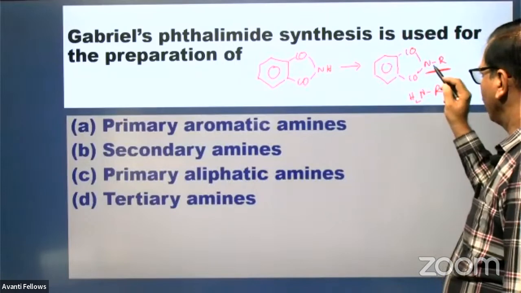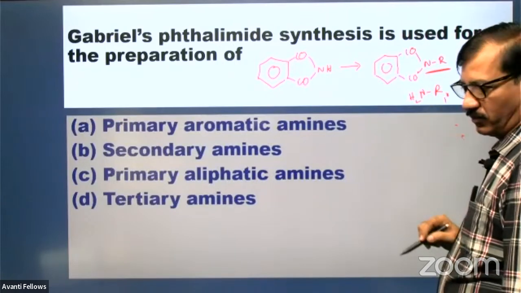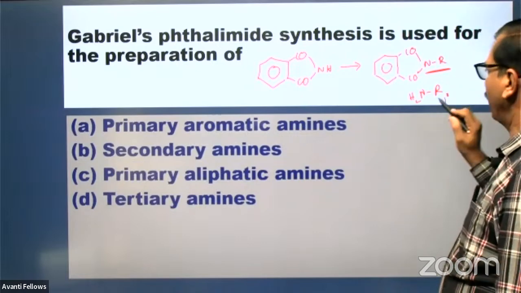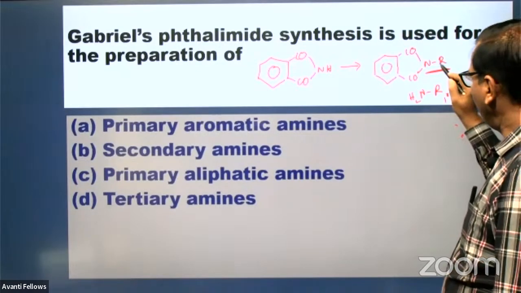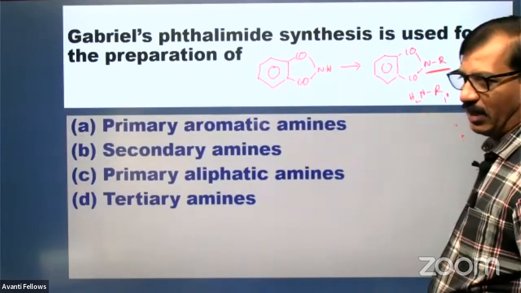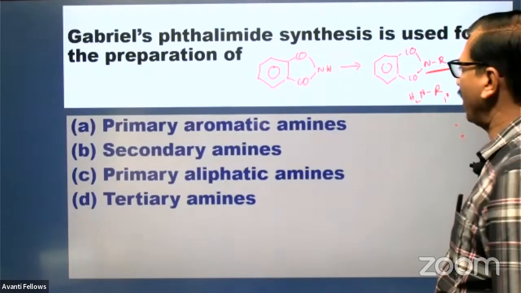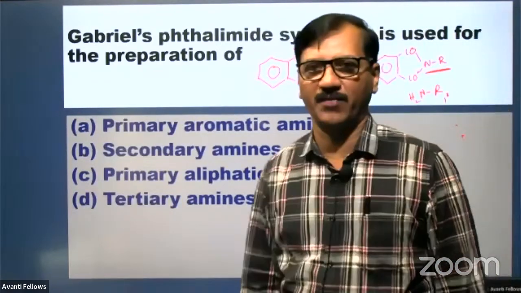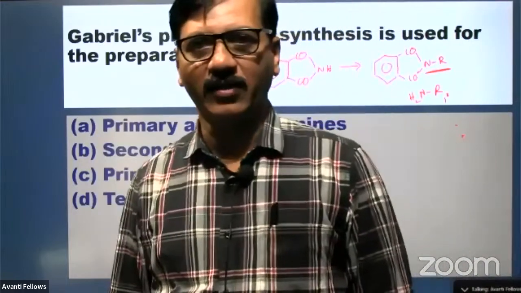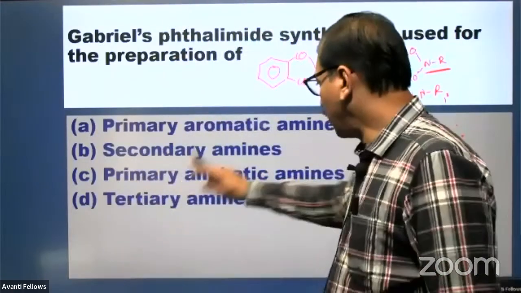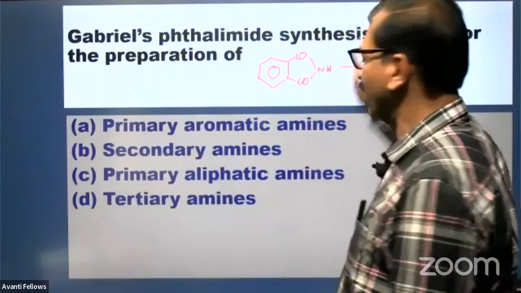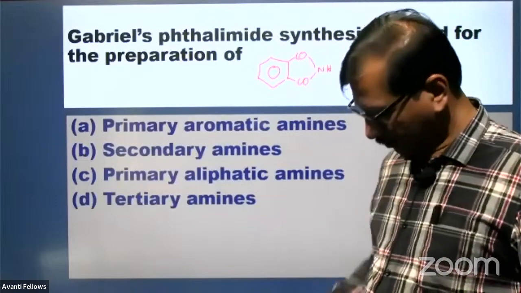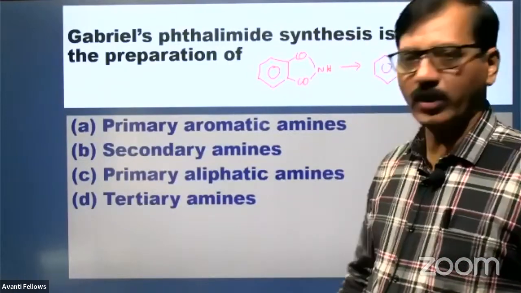So this will be only a primary amine, because only one alkyl group can be added. It cannot be an aryl group also. Aromatic is not possible because the aromatic halide you are adding has a plus R effect, because of which we cannot use that. Therefore, only primary aliphatic amines are produced by Gabriel phthalimide synthesis.